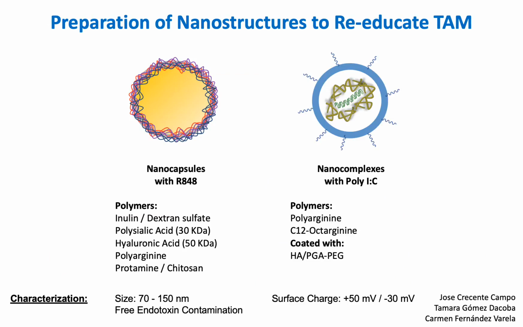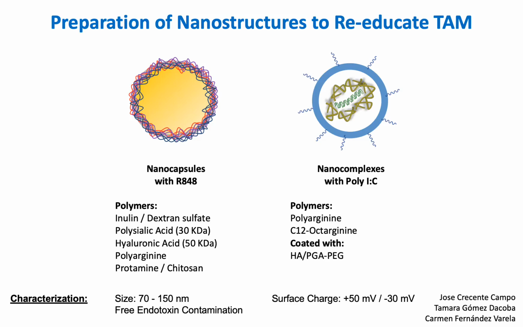So this is what we have started to do. On one hand, we have prepared a series of polymeric nanoparticles, nanocapsules, using different polymers: inulin, dextran sulfate, polysialic acid, hyaluronic acid, polyarginine, protamine, chitosan, and loaded with resiquimod. These nanoparticles present different surface charge and different size, but with an ideal size between 70 and 150 nanometers, and surface charge from positive 50 towards minus 30.